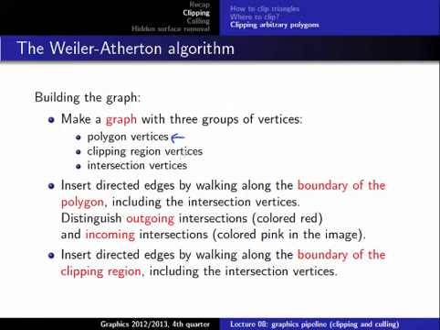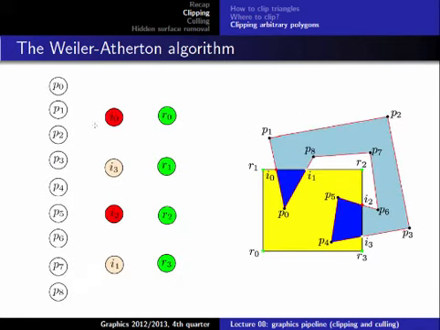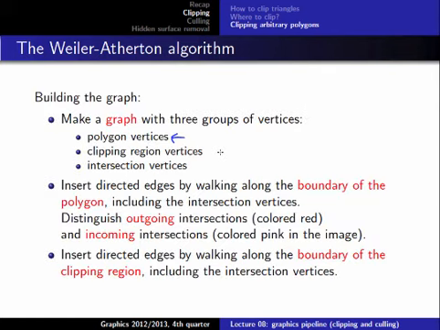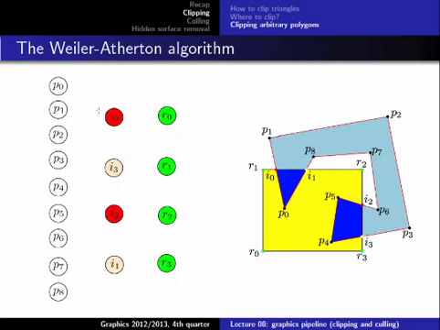We create vertices for the clipping region, which are these here, the green ones. And we create vertices for the intersections, which are the red ones. I will explain later why I use different shades of red here. But first of all, we have these different types of vertices, and now we want to put edges into the graph that represent the shape of the polygon, the shape of the clipping region, and their relation to the intersection points, because that later helps us extract the clipped polygons.